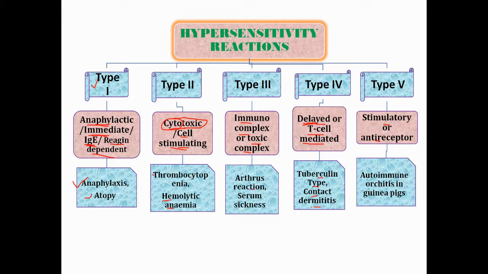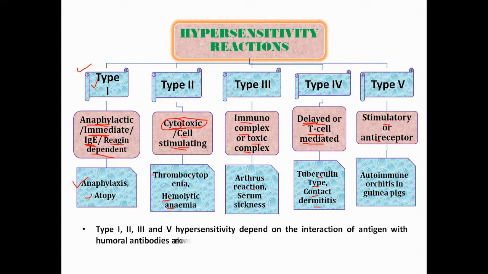Other than this, we will go into detail on each type of hypersensitivity reaction one by one. First, we will go with the type 1 hypersensitivity reaction. Out of these 5 types, type 1, type 2, type 3 and type 5 depend on the interaction of the antigen with the humoral antibodies. Immediately as they form their reactions, they are known as the immediate type of reactions.